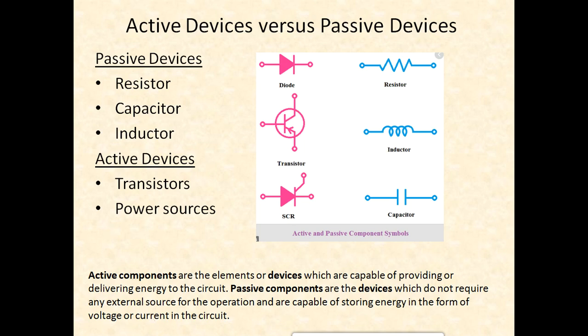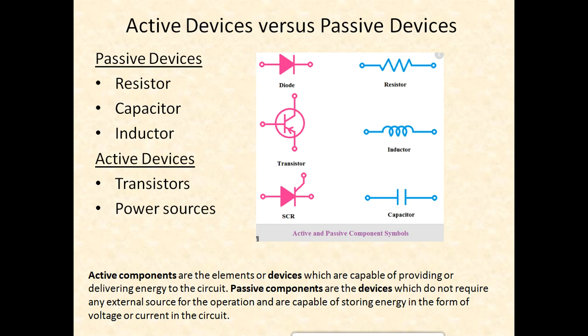passive devices, they behave in a passive way. What do we mean by that? They just store the energy, right? They cannot perform some very important functions like rectification, amplification, and so on. Whatever energy is available, they just store that energy. We know that a resistor opposes the flow of current. Inductor stores energy in the form of magnetic field. Capacitor stores energy in the form of electric field.